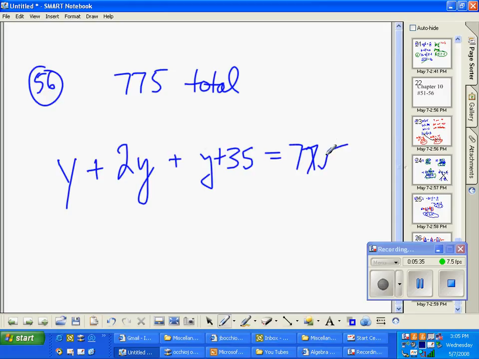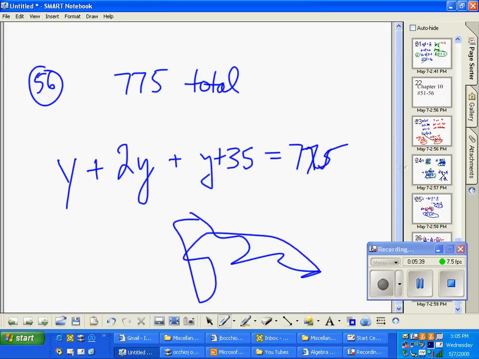Sorry, those numbers are really ugly at the end. And now just combine all your stuff, just like that, and solve it.